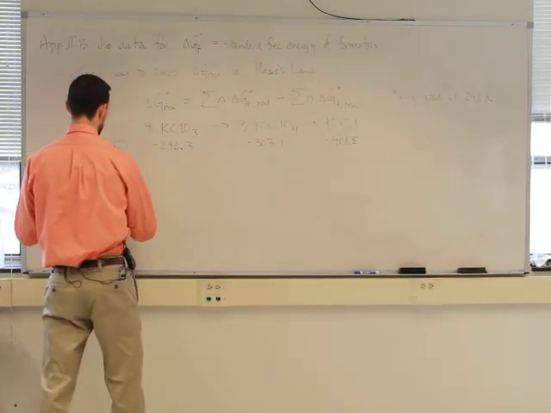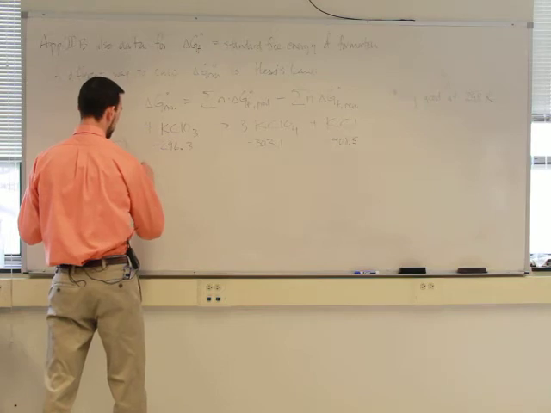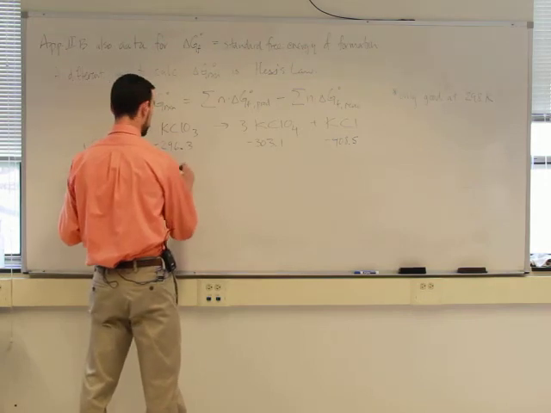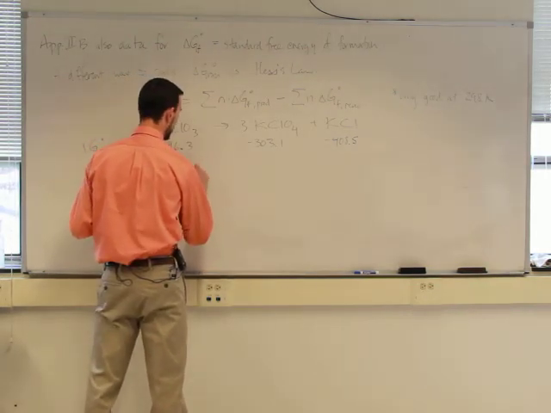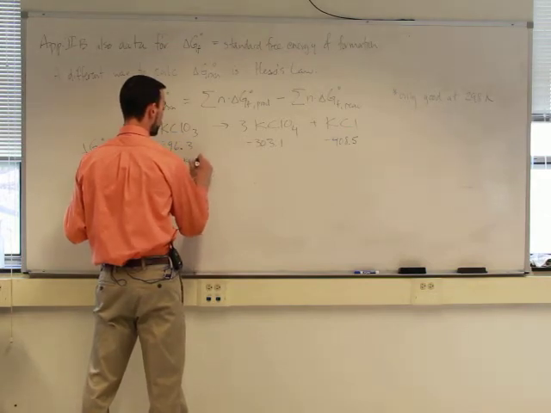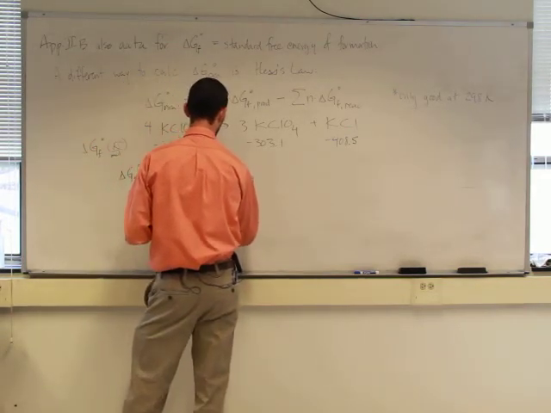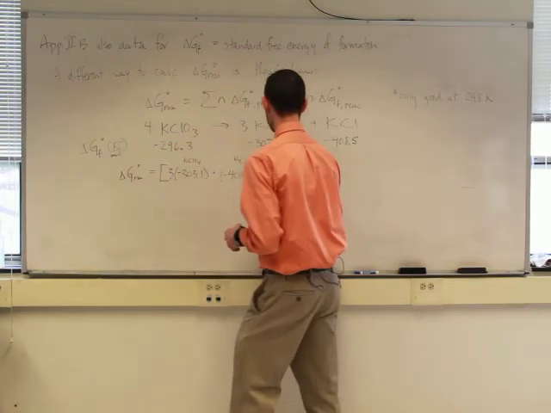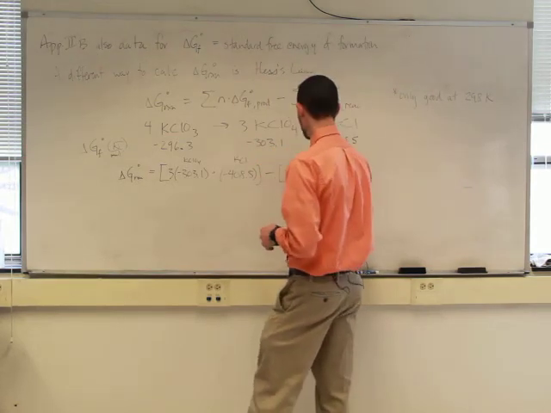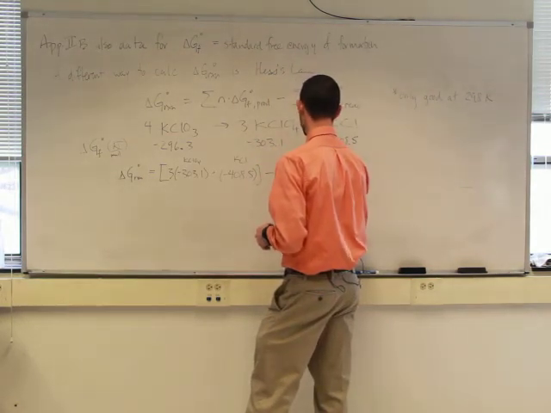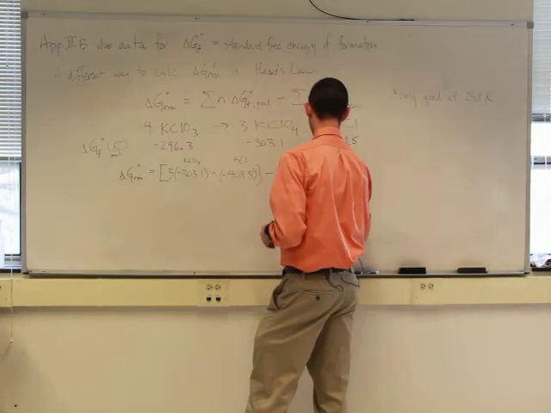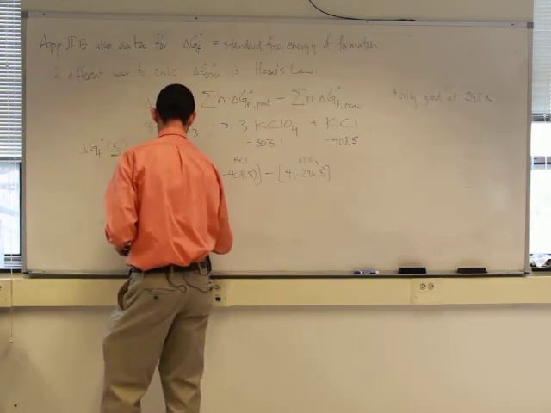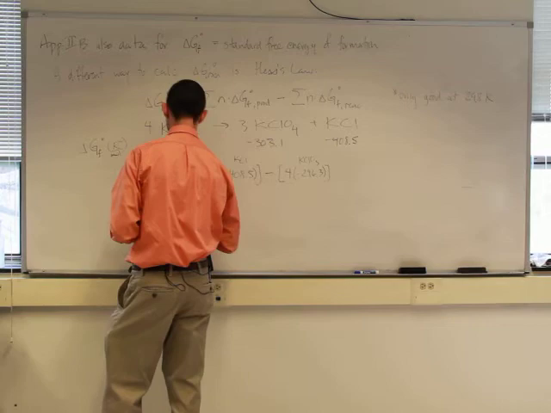So alternative to what we did earlier, where we found the free energy of this reaction by H minus TS, now we can do it by adding up our products, 3 times the negative 303.1 for the KClO4, plus negative 408.5 for the KCl, minus 4 times the KClO3 value of negative 296.3. This gives us negative 132.6 kilojoules.